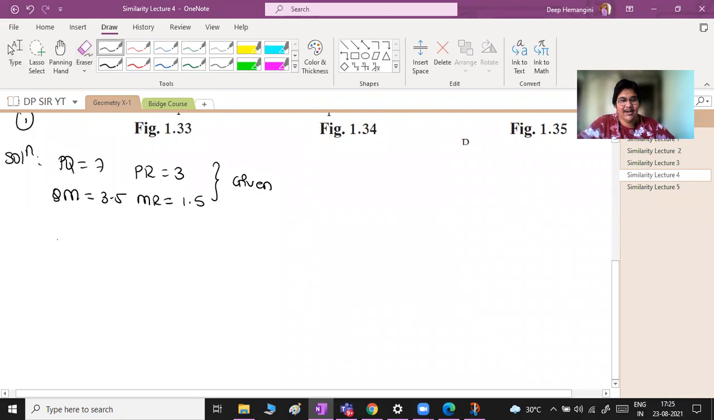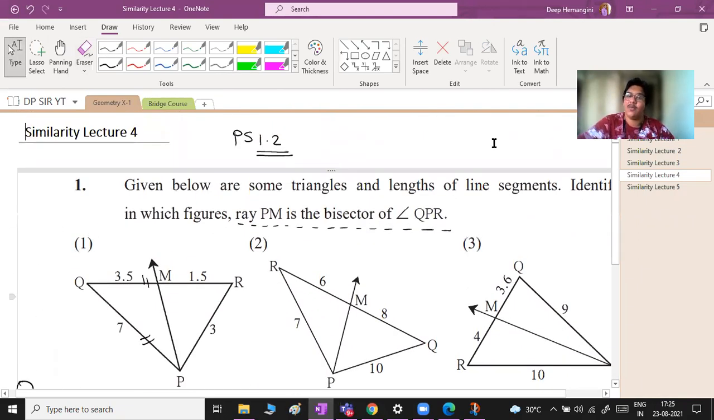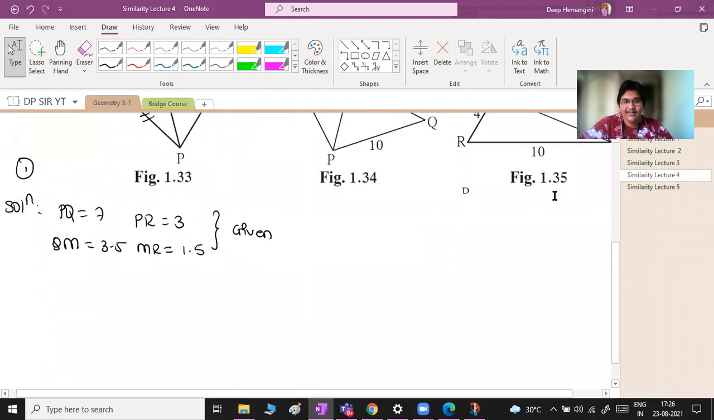Okay, so actually I had written the given part, never mind. So what is the first question? Given below are some triangles. Find length of the segment. Identify in which figure ray PM is a bisector. That means in which figure PM is the bisector, I have to check that. Okay. So first of all let us start with the given part.